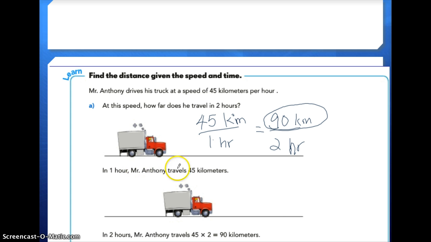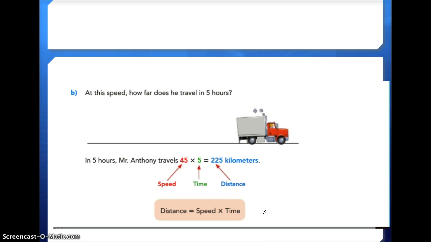So in 1 hour, Mr. Anthony travels 45 kilometers. In 2 hours, Mr. Anthony drives, and they multiplied, and they got 90 kilometers, which is correct. Okay? And then it says, at this speed, how far does he travel in 5 hours? Well, they say in 5 hours, Mr. Anthony travels the speed times the time equals the distance.